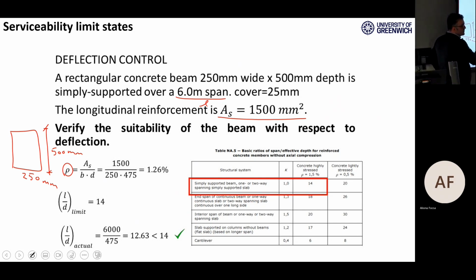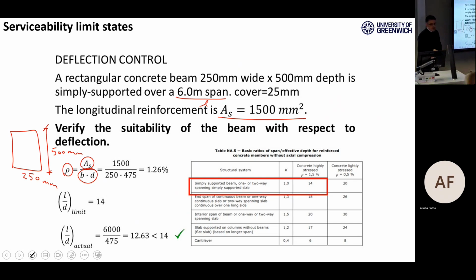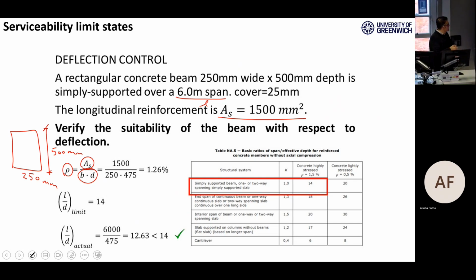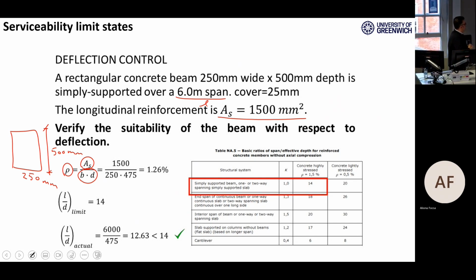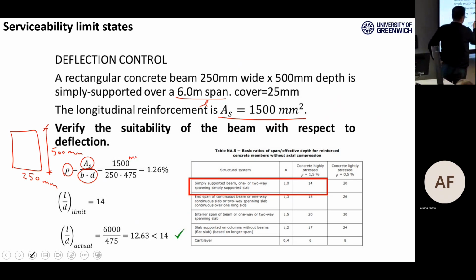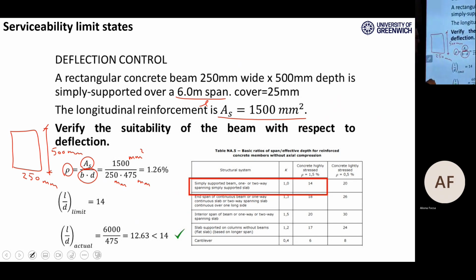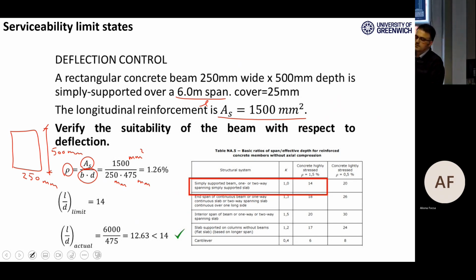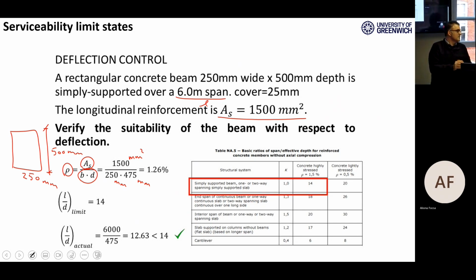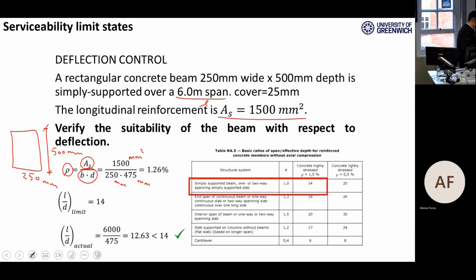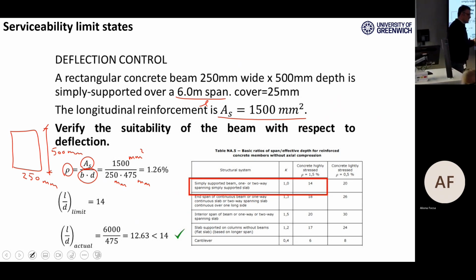So rho, the reinforcement ratio, is always the amount of reinforcement area you have over b times d, the effective area of your section. So As is 1,500 square millimeter. This is 250 millimeter by 475 millimeter. Why 475?